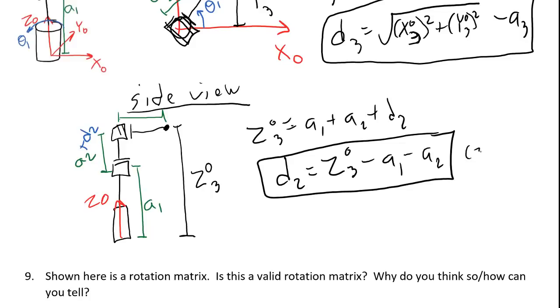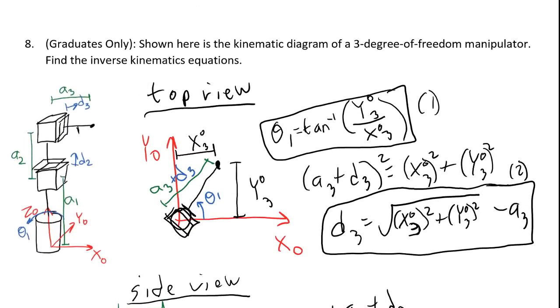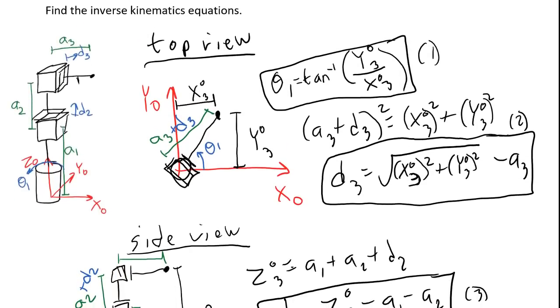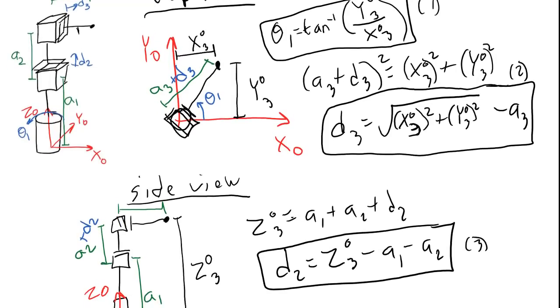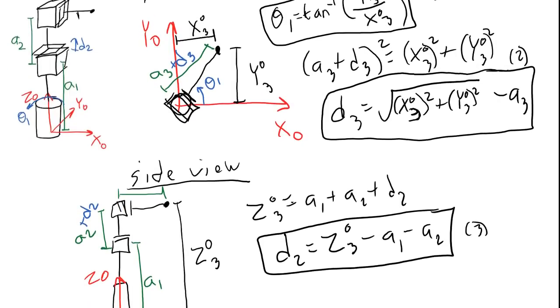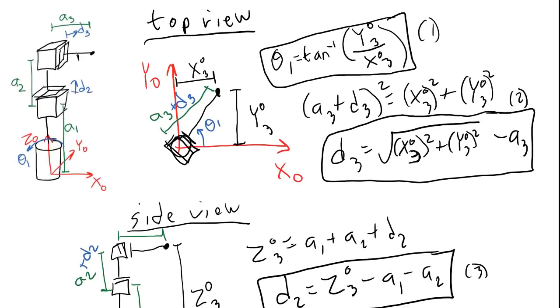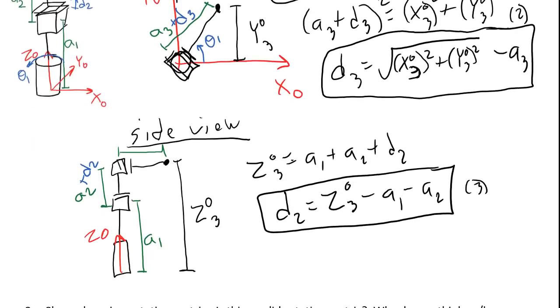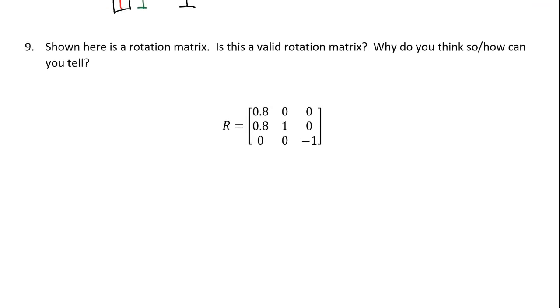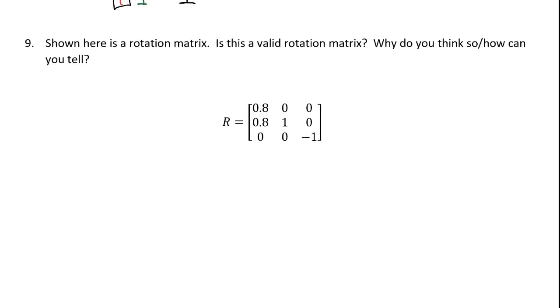And here we have our third equation. We have one equation for each of the joint variables, and the right-hand side of each of these equations only has things we know: the position of the end effector in x, y, and z, the link lengths, and nothing else. That's all that's on the right. Okay, on to question 9.